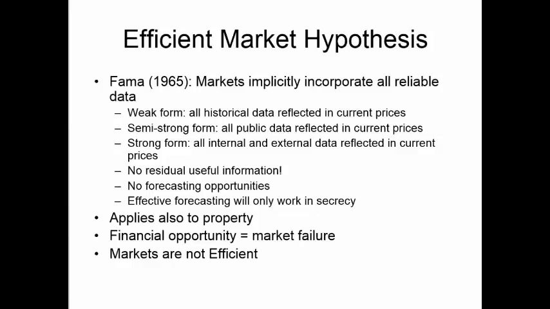The first form, the weakest form, known as the weak form, is that all historical data is reflected in the current prices. If Fama's weak form efficient market hypothesis holds, it would suggest that current price for any asset already includes an accurate estimate of all of the historical data. This would mean that there is no point in researching the history of price movements because the current price already is the best estimate of what their value is in terms of where they're going.